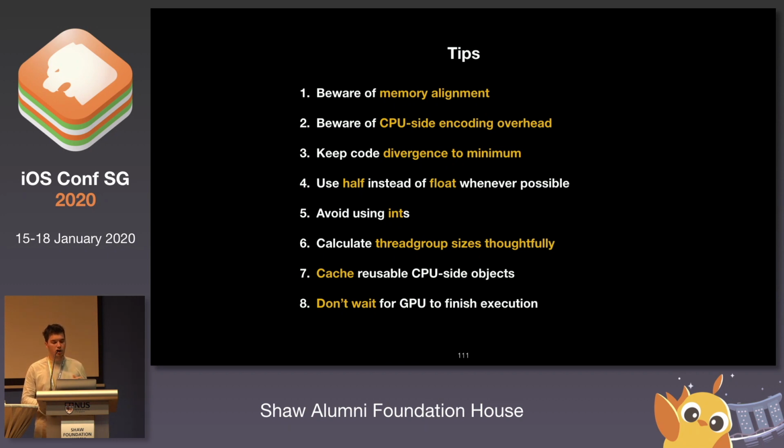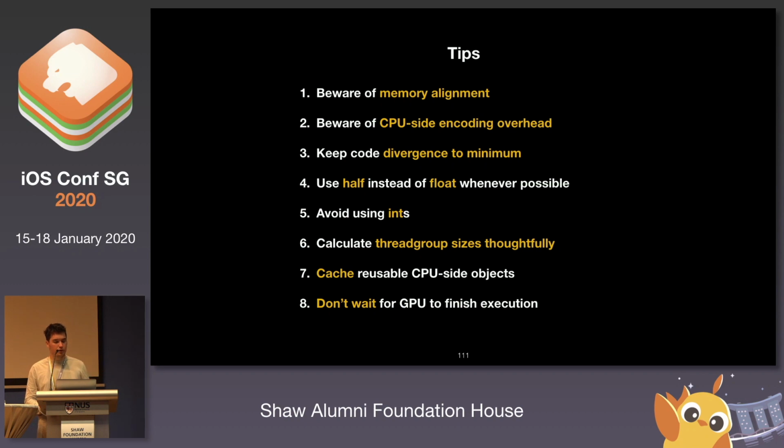You have to keep the code divergence to a minimum, so GPUs aren't really good at handling if conditions, because all of the threads are working in parallel, and they have to be executing the same set of instructions. GPUs are better used for floats. It doesn't support doubles at all on iOS, and using ints is usually better avoided. You should calculate thread group size thoughtfully, but this is more of an advanced tip.